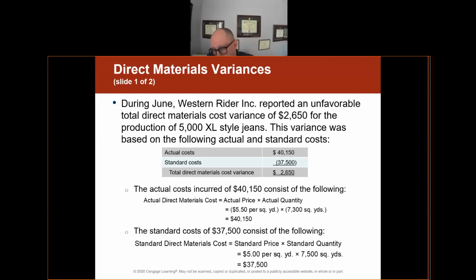When I actually produced it during the year, my actual price per square yard ended up being $5.50, because the market price went up 50 cents. And the actual quantity I used was 7,300 square yards. So that gave me a total direct materials cost of $40,150. How did I get that? Actual price times actual quantity. You with me so far? Does that make sense?